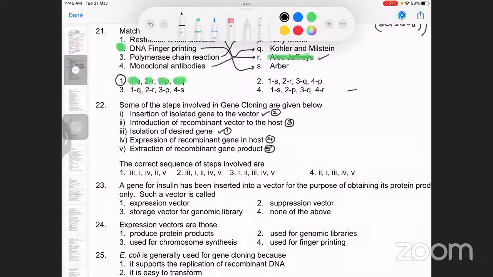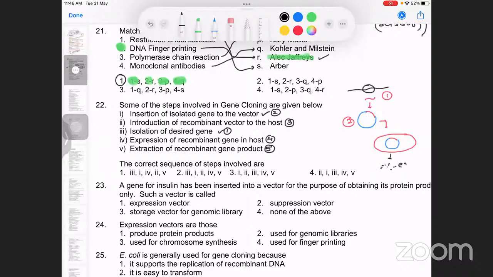Okay, so first we have to isolate the desired gene. We have to take the desired gene. So this is the desired gene. Then we have to introduce the desired gene into the plasmid. Okay, I will introduce the desired gene into the plasmid. That is the vector. First isolation, second introducing into the vector. Then you have to introduce that into the host. So this is the host. After that, the desired gene should express in that host. That means it should start producing protein.